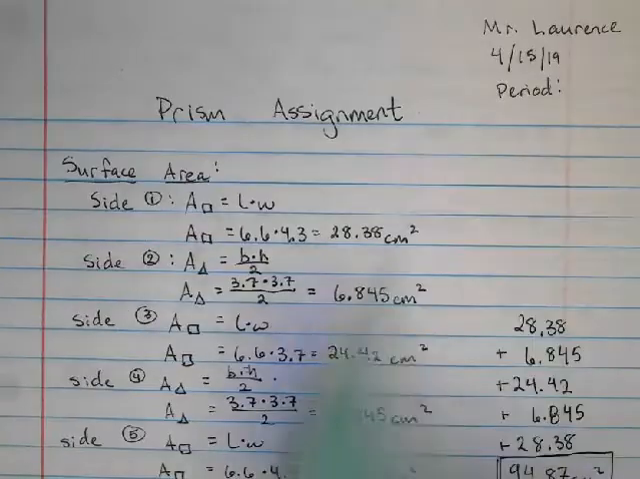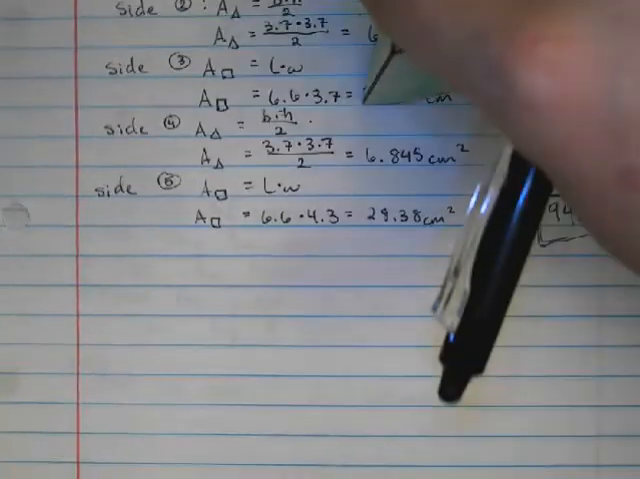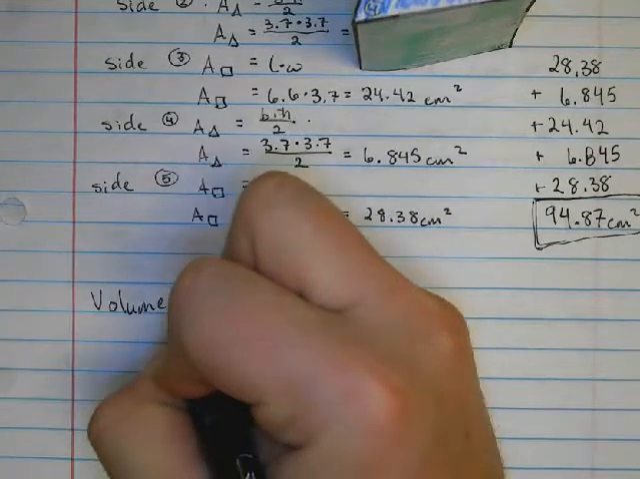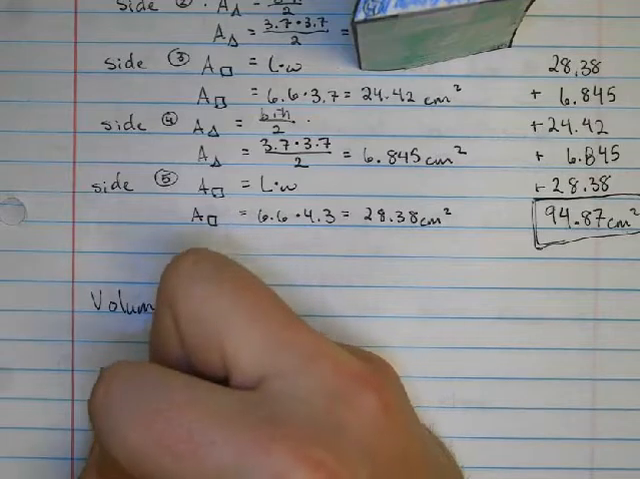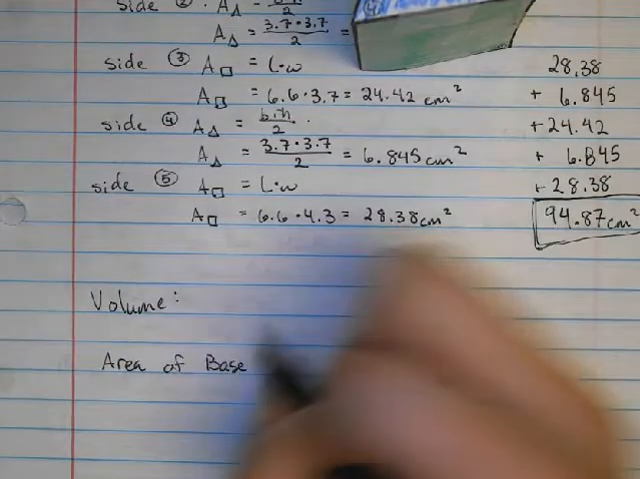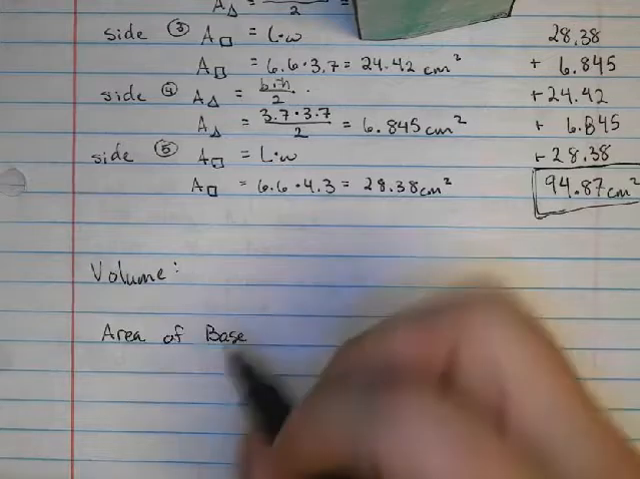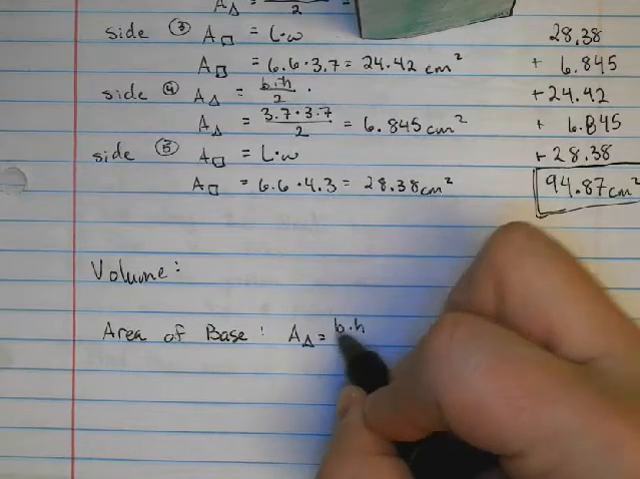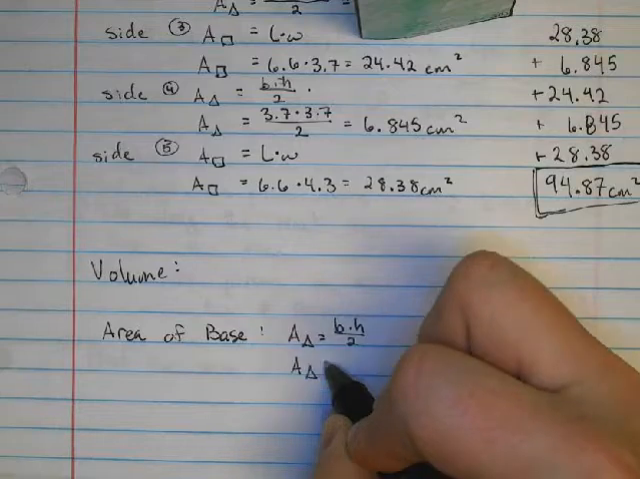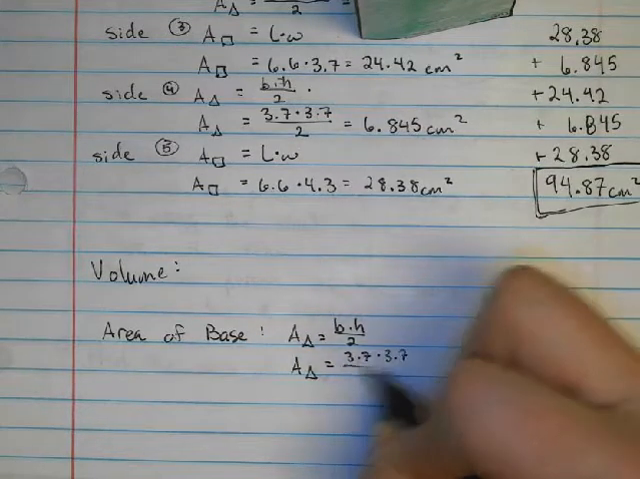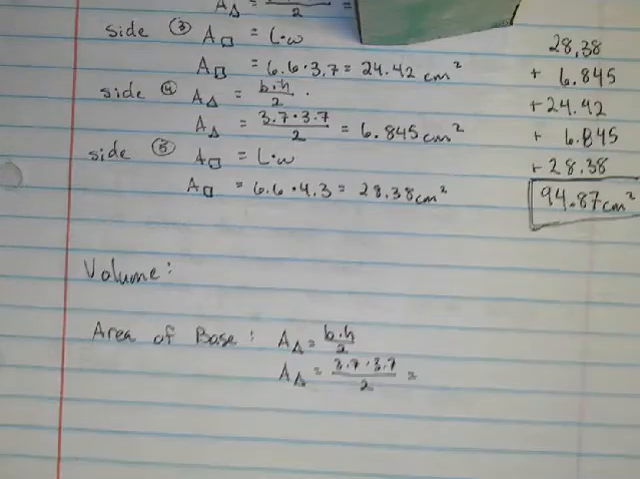So I'm looking at my assignment page, Prism assignment, and now we're on to volume. So let's put volume. And the first thing we're going to do is area of the base. That's that bottom shape. So the area of the base, well, our base is a triangle. We're going to do base times height divided by 2. And we have 3.7 for the base times 3.7 for the height divided by 2.